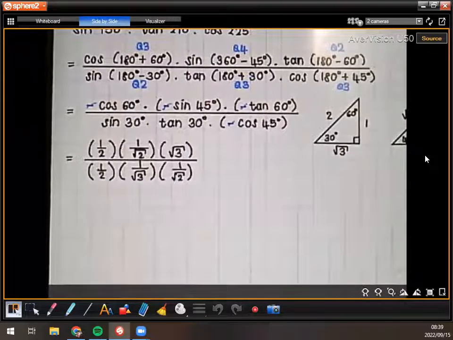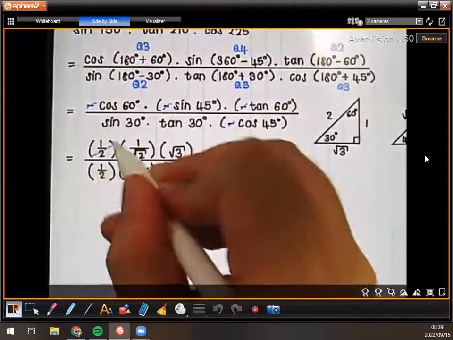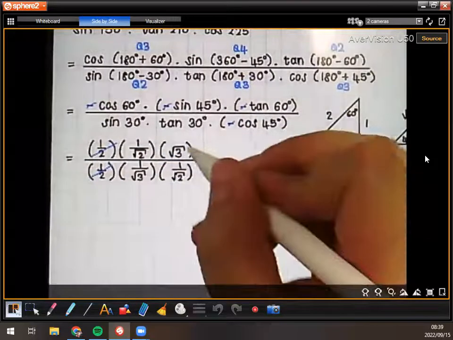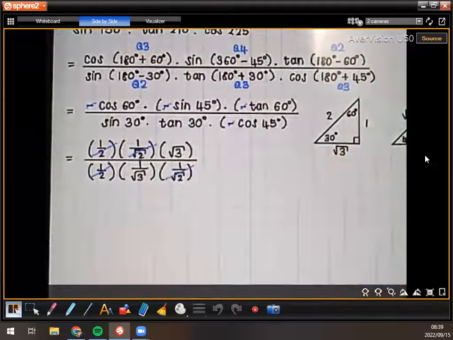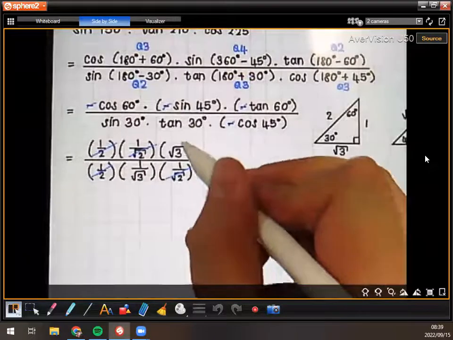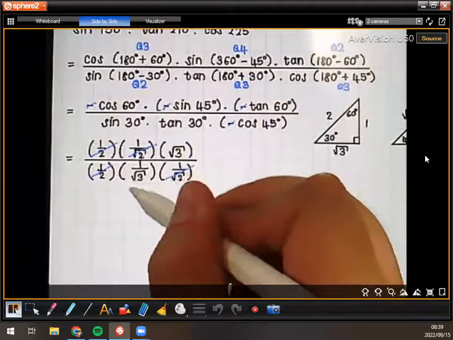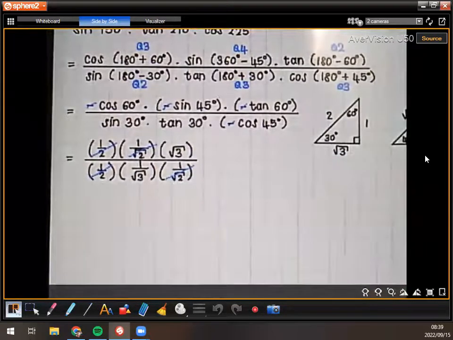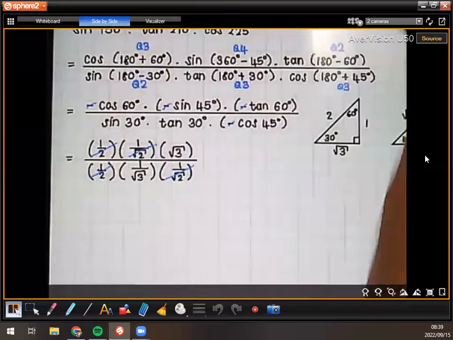Is there anything now that I can just cancel out? The halves and the 1 over root 2, okay? So I'm left with root 3 divided by 1 over root 3. Guys, what do you do when you divide by a fraction? You change it to multiplication, yes, good.